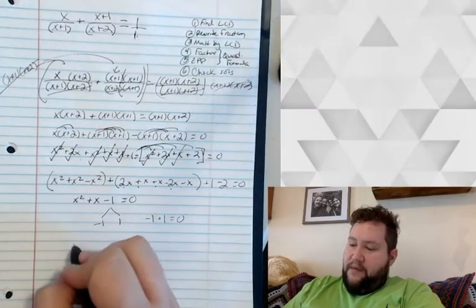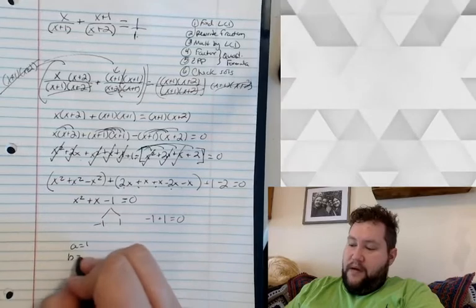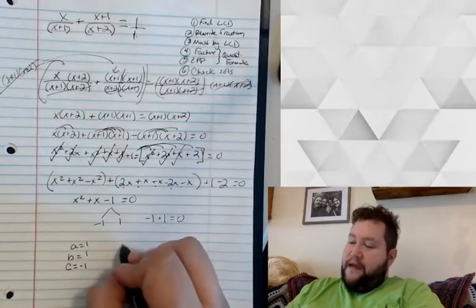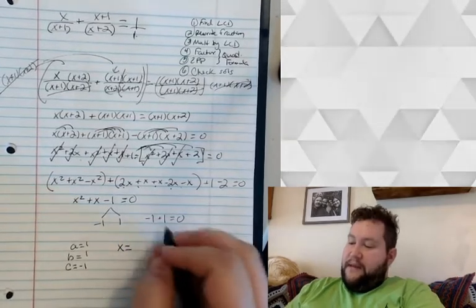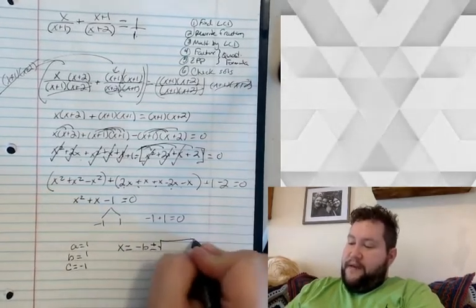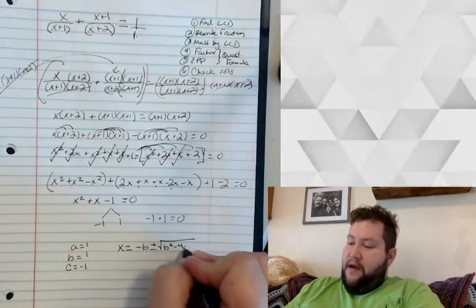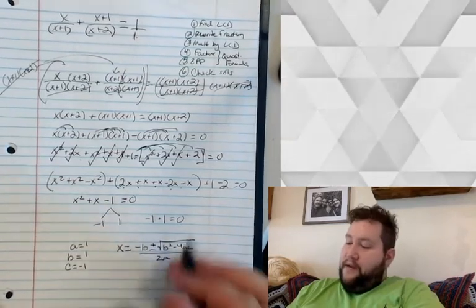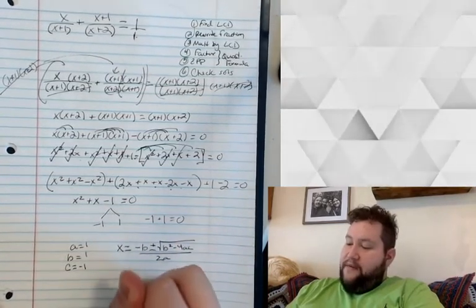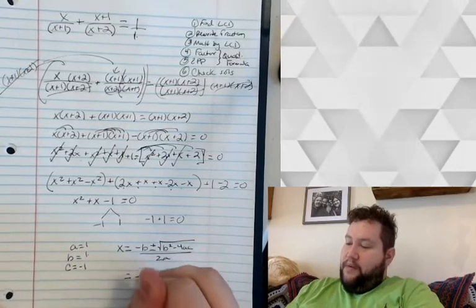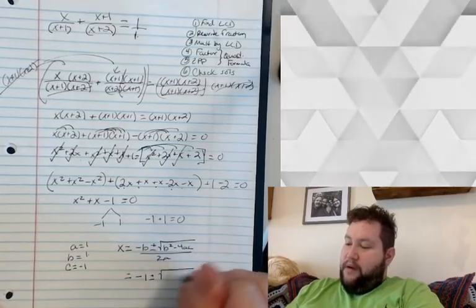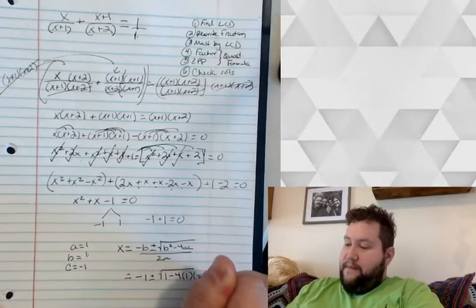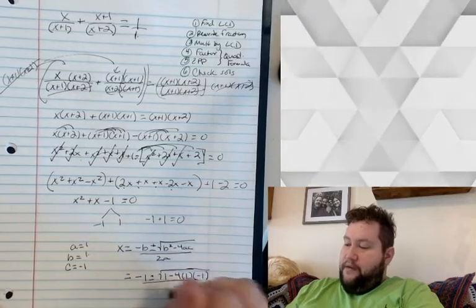So a equals 1, b equals 1, c equals -1. And our quadratic formula tells us that x is equal to negative b plus or minus the square root of b squared minus 4ac all over 2a. And so here we have -1 plus or minus the square root of 1 minus 4ac all over 2a.